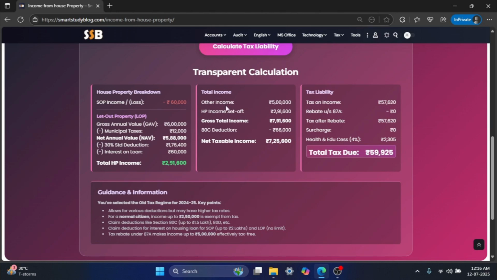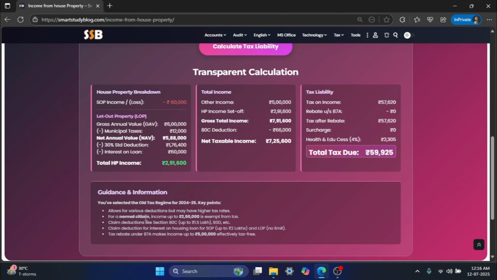Then that house property figure gets combined with your other income, and shows your total income, both gross total income, and then net taxable income after any 80C deduction if you use the old regime. And finally, the bottom line, your tax liability. This shows the actual tax on income. Then any rebate under Section 87A, which, like we said, can be quite high in the new regime, potentially making up to 7 lakhs or even 12 lakhs effectively tax-free, depending on the year. Okay. And your tax after rebate, any surcharge if your income's high enough, and the health and education cess, and boom, there it is, your total tax due. Wow. Okay. That's pretty comprehensive.